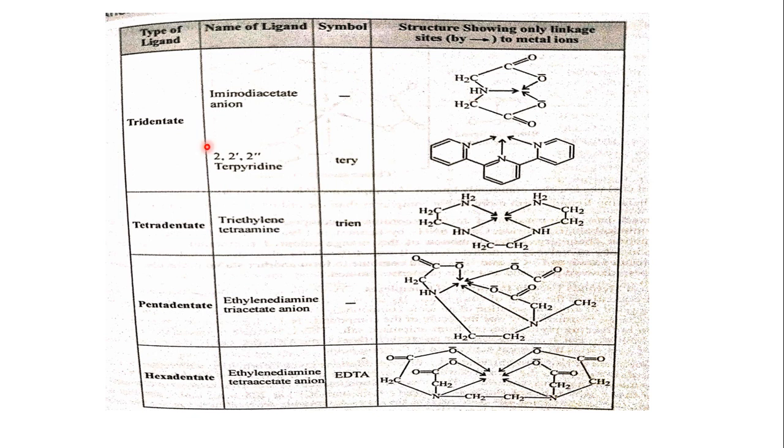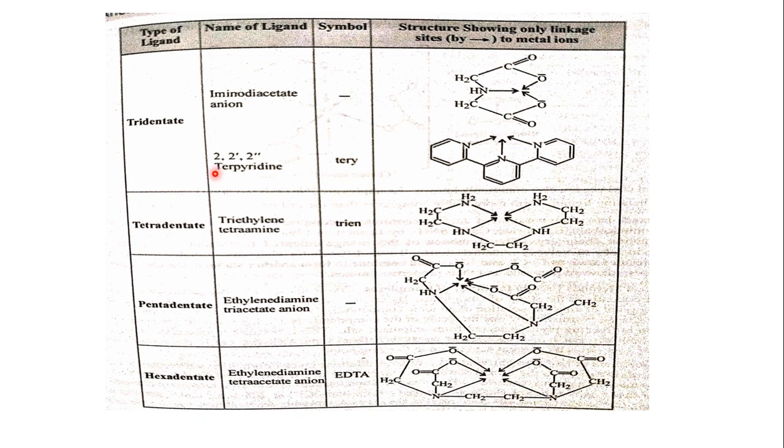A few more examples of tridentate ligands is iminodiacetate anion, where there is one nitrogen donor atom here as shown, the second one is an oxygen and the third one is an oxygen. So there are two oxygen donor atoms and one nitrogen donor atom. Totally there are three donor atoms. That's why it comes under the category of tridentate ligand.